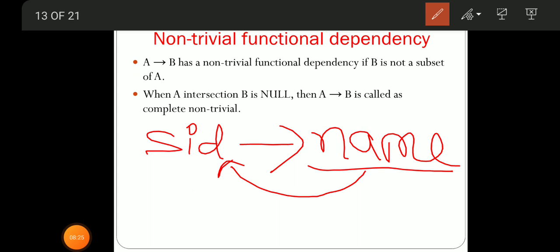Now check the attribute in the left hand side, that is SID, and the attribute in the right hand side, name. So is there any common attribute? No, there is no common attribute, and that is our condition. So it is also fulfilled. So both conditions are fulfilled according to this given functional dependency. So we can say that the given functional dependency is a non-trivial functional dependency, right? So this is all about non-trivial and trivial functional dependency.